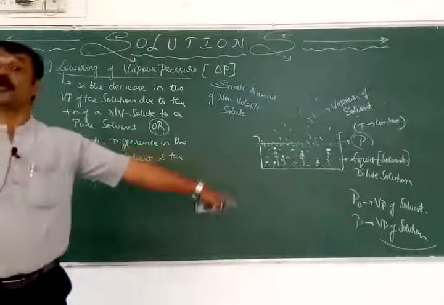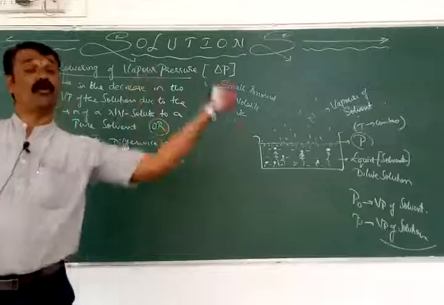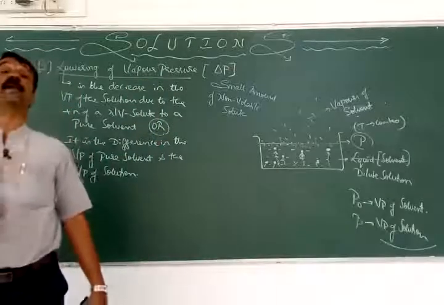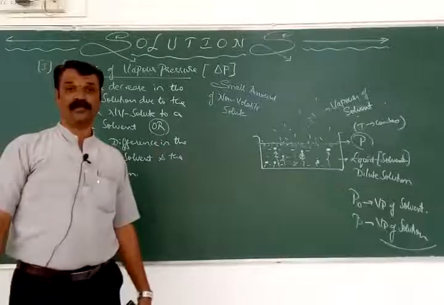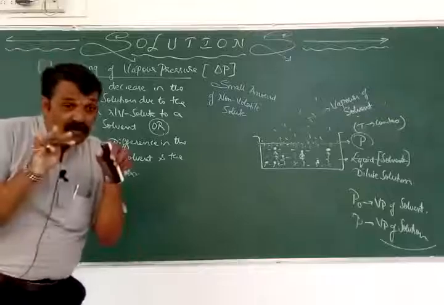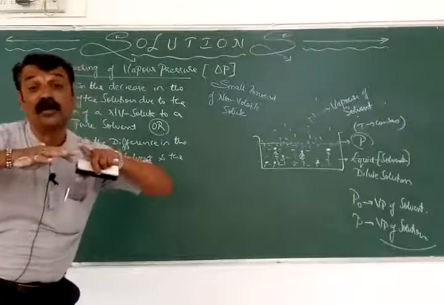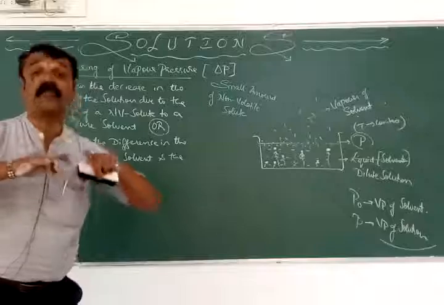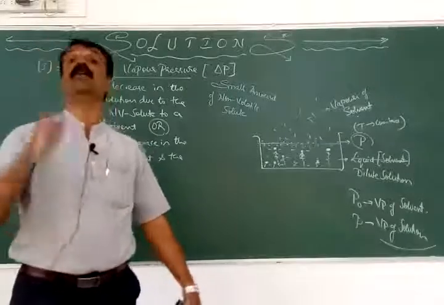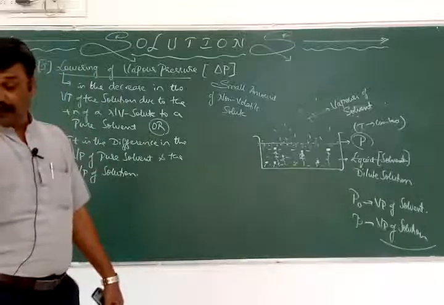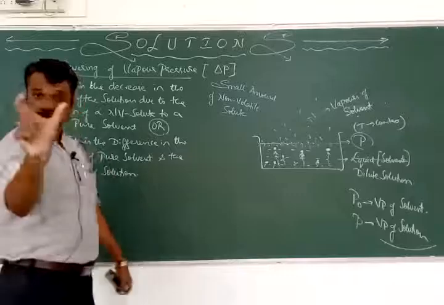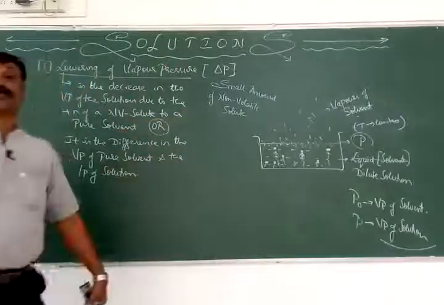The vapor pressure of the pure solvent is more. Why? Because there are more vapors emerging from the surface of the liquid, since there is no entrance of solute particles. As we have added a non-volatile solute, those solute particles block the vaporization of some of the liquid molecules, such that the vapor pressure of that particular solution goes on decreasing. That is why the vapor pressure of the pure solvent is more and the vapor pressure of the solution is less. Therefore, the difference of those two is called lowering of vapor pressure.